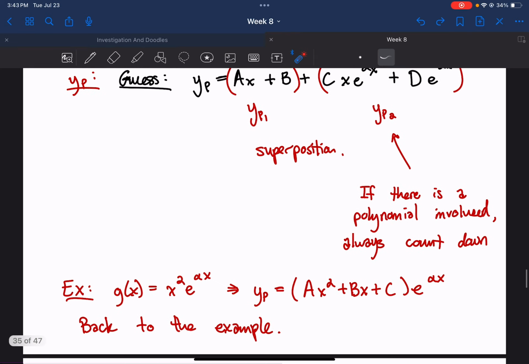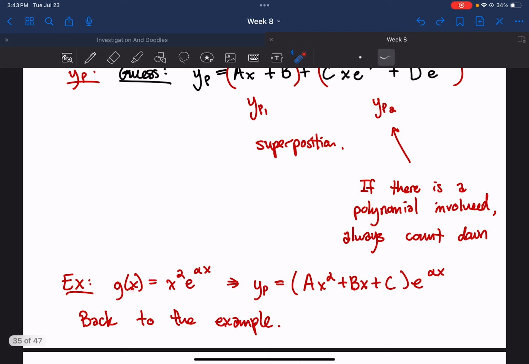Here's an example. If g of x looked like x squared e to the alpha x, I would pick yp that looks like this: ax squared plus bx plus c times e to the alpha x. I would count all the way down as far as I could.